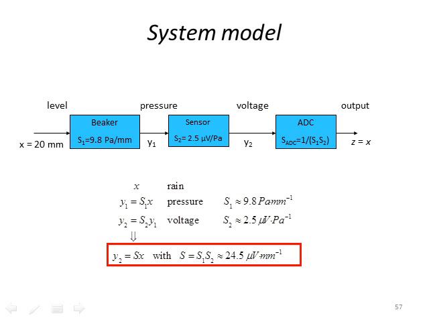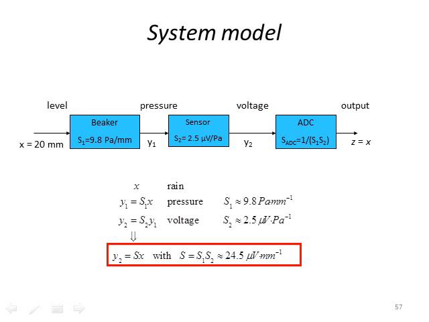Now the transfer function, the beaker, S1 is 9.8 Pascal per millimeter. Now remember that the pressure depends on the height of the water. And that pressure is equal to rho, which is the density of water, times g, which is the gravitational constant, times h, the level. So you can see that we have 9.8 Pascal per millimeter. Please make that calculation so that that number is clear.